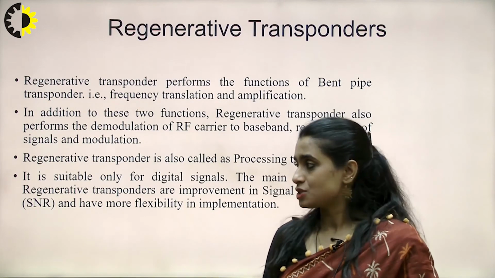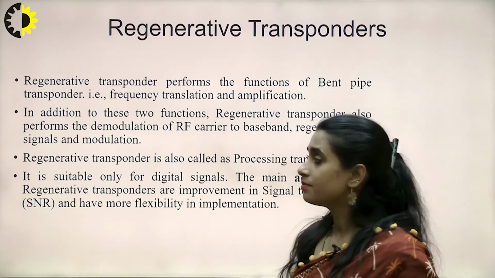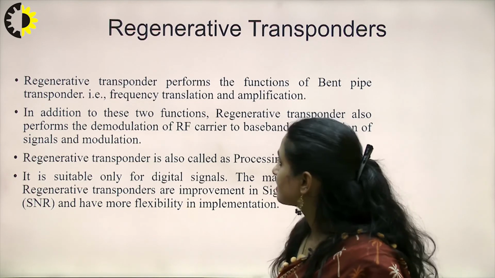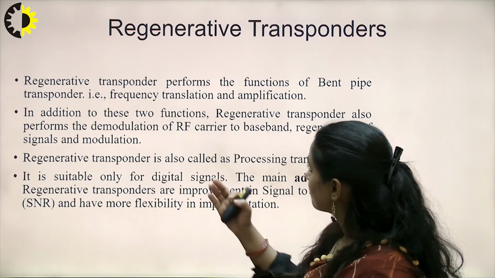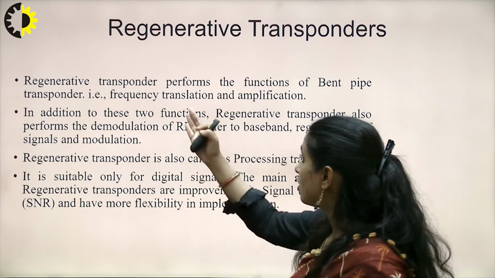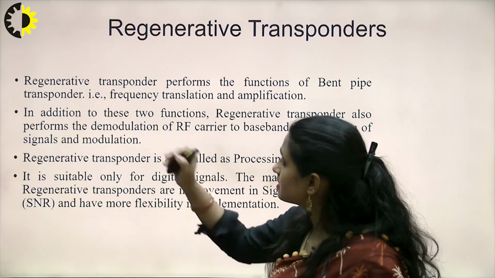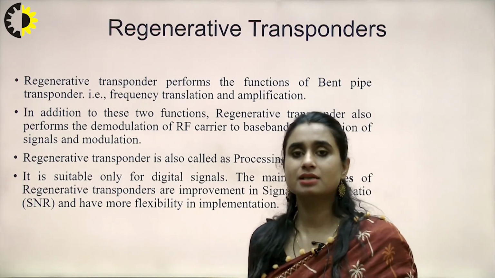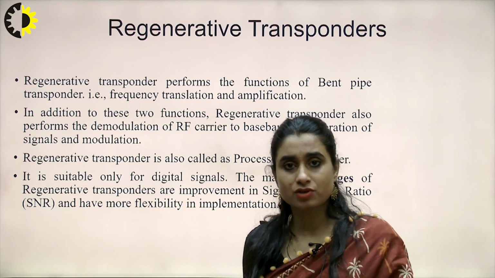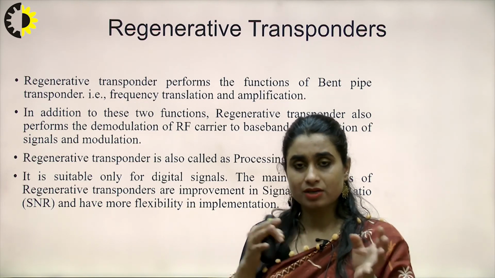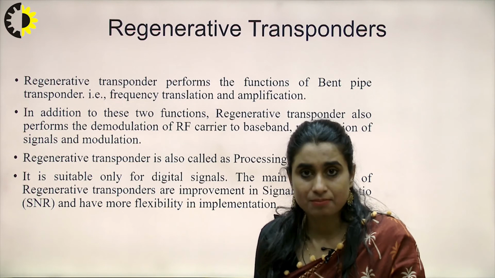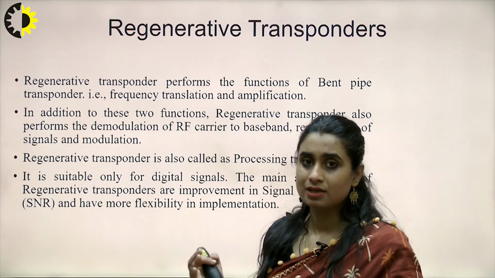So regenerative transponders. What are regenerative transponders? It has something in addition to the bent pipe transponder. A simple bent pipe transponder performs frequency translation and amplification, whereas a regenerative transponder, along with these two functionalities, will perform the demodulation as well. So this will perform the complete task of a superheterodyne receiver. It will do the frequency translation, that is down conversion. It will have a product modulator. It will convert it into the IF frequency, then into the user readable frequency. It performs the amplification, and the actual demodulation is also carried out here.